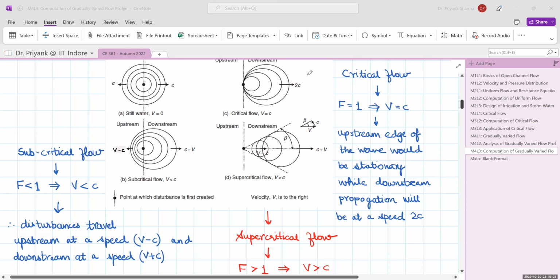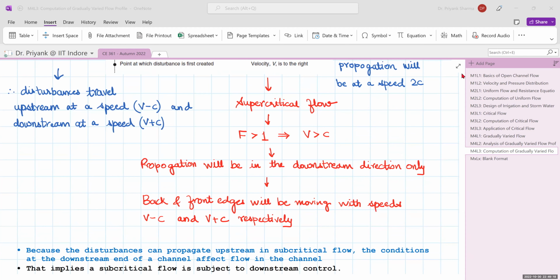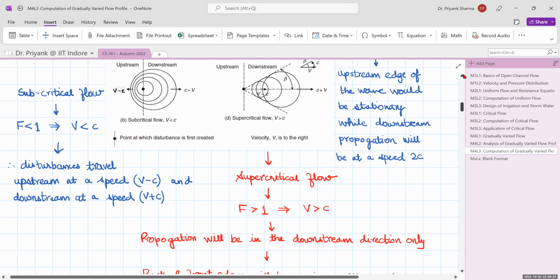And in case of supercritical flow, your Froude number is greater than 1, and thus your velocity is greater than the celerity. So you get propagation in the downstream direction only, such that the back end will have a speed of v minus c, and the front end will have a speed of v plus c. So only downstream propagation is possible, and there is no upstream propagation at all.